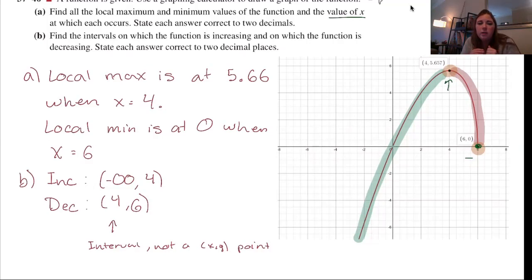Some of you were telling me that I'm increasing up to and including 4, and I was also decreasing up to and including 4. How can I be increasing and decreasing at 4 at the same time? I can't. So that's why they're always going to be open intervals, which is kind of nice. I don't have to think about if I'm going to include these points. Even at this endpoint, 6, I'm still not going to include it. It's always, always, always an open interval. Okay.